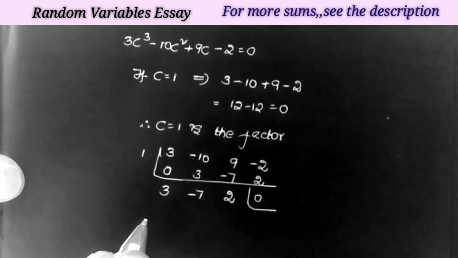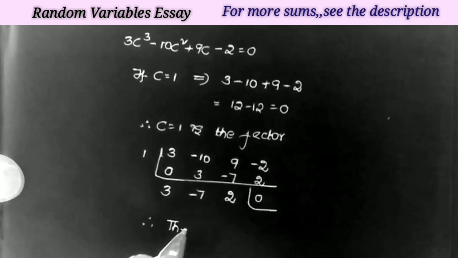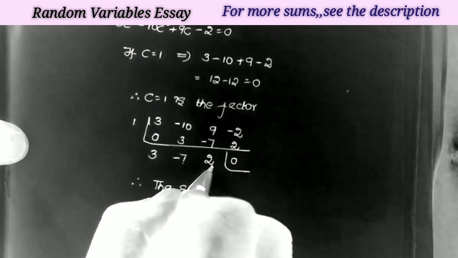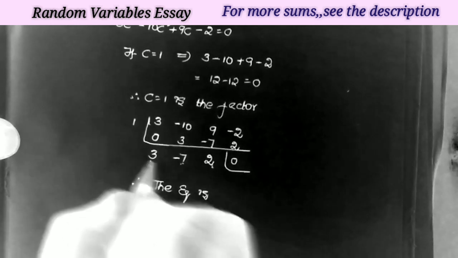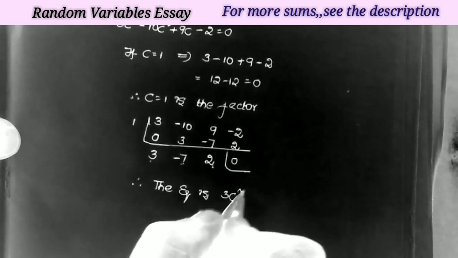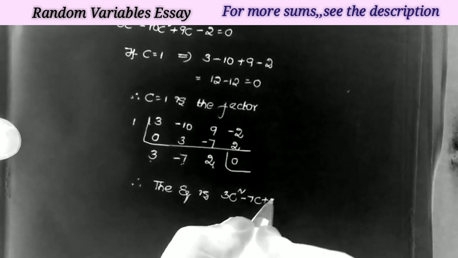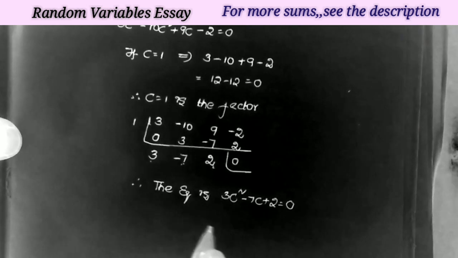Now what is the equation? Therefore the equation becomes: this is the constant, this is the c term, this is the c square term, that is 3c square minus 7c plus 2 is equal to 0. Okay.